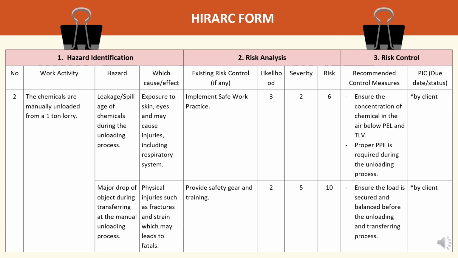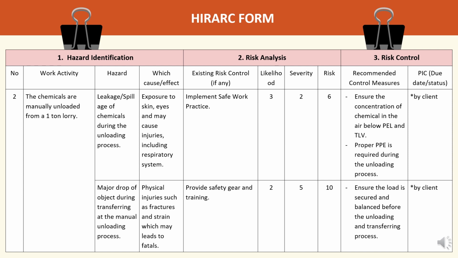So the second work activity is that the chemicals are manually unloaded from a 1-ton lorry. The possible hazard is leakage or spillage of the chemicals during the process, which can cause exposure to skin, eyes, and injuries to the respiratory system. The existing risk control is the implementation of safe work practice. This hazard has a likelihood of 3, severity of 2, resulting in a medium risk of 6. The recommended control measures include ensuring the concentration of chemicals in the air is below PEL and TLV. Also, proper PPE is required during the unloading process.